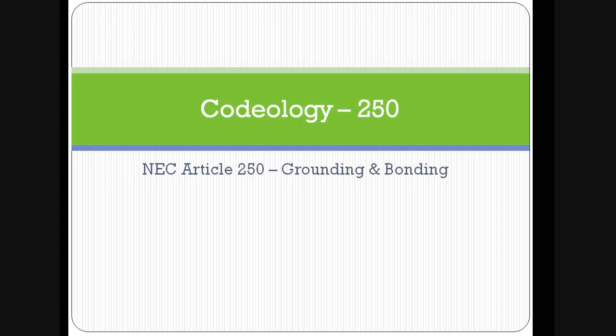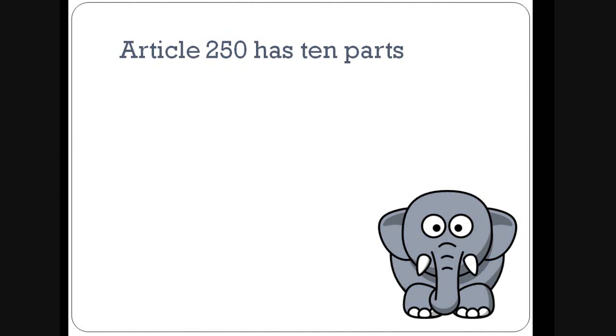This is a continuation of the Codeology series. This is on Article 250 and its subsections. The intent of this series is for you to go along in your code book and look at some of the articles and sections as we present this material. Article 250 is a large section, and it's a very heavily used section.